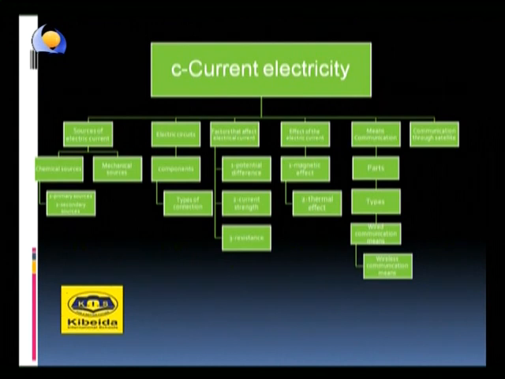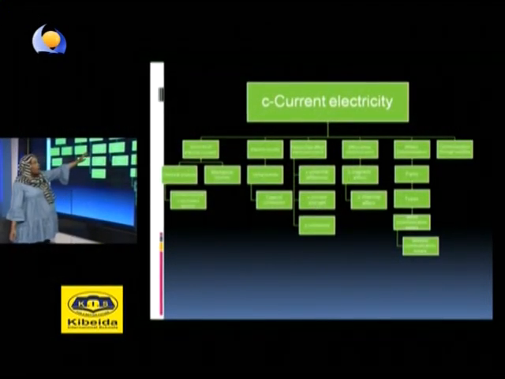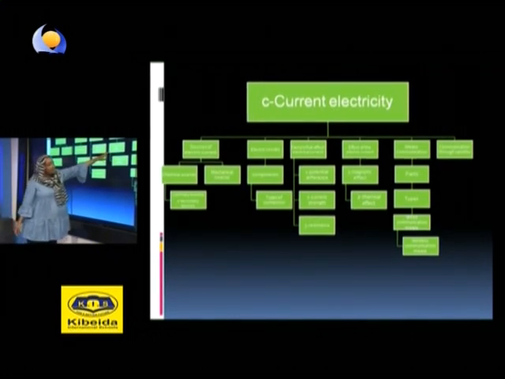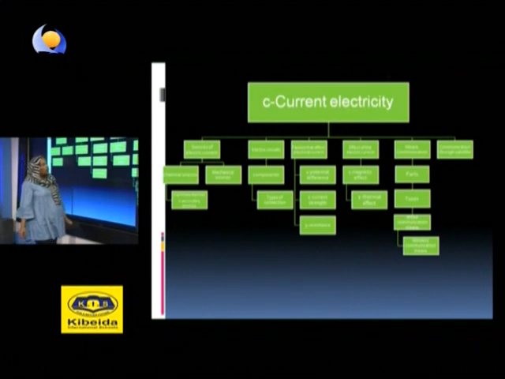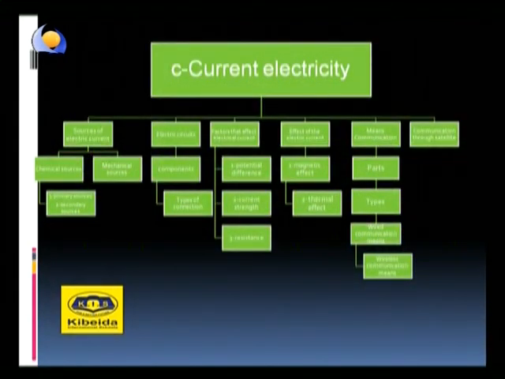And then effect of the electric current. Electric current has two effects. The first one, magnetic effect, and the devices that work according to this effect. Number two, thermal effect or heat effect, and examples of devices that work according to the thermal effect.